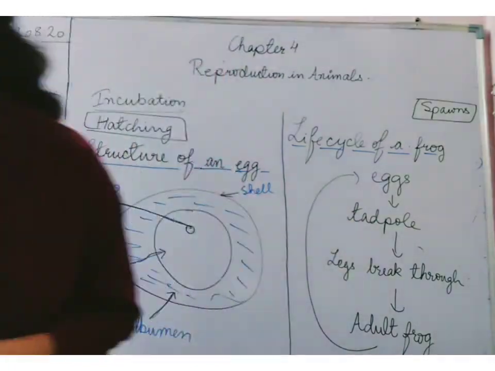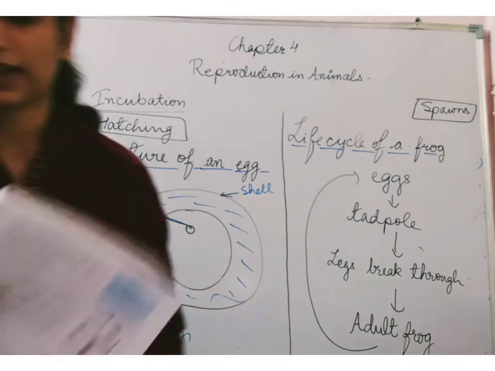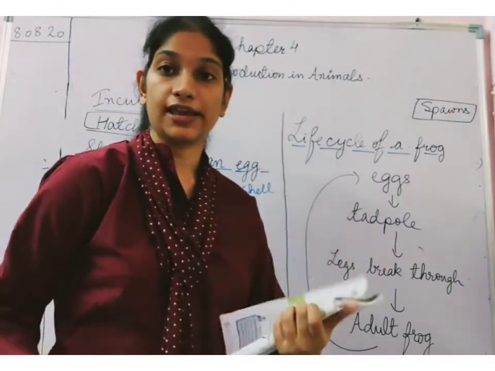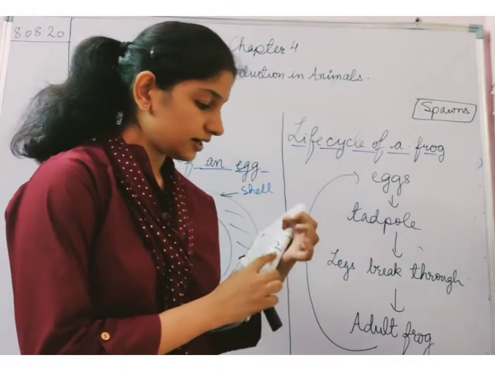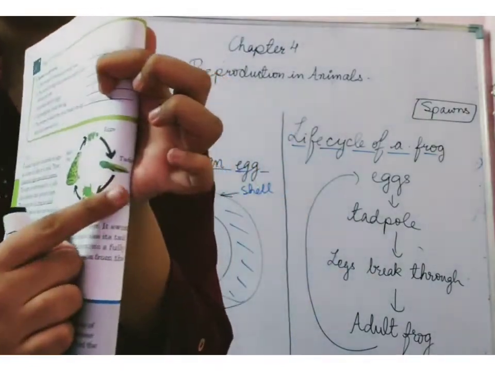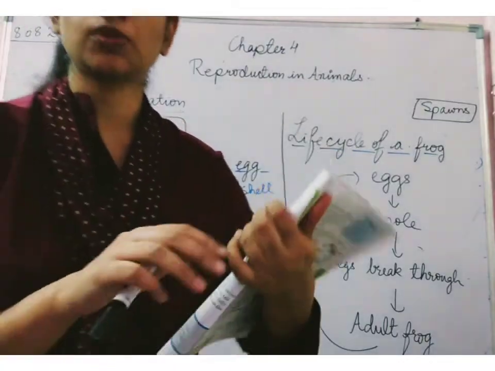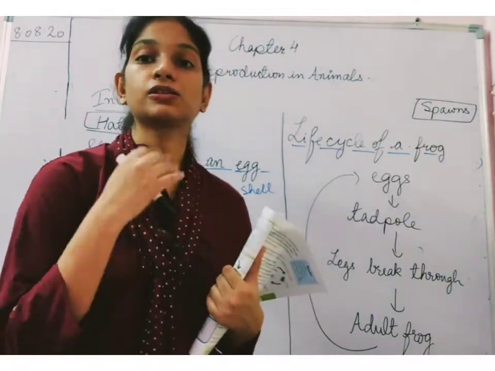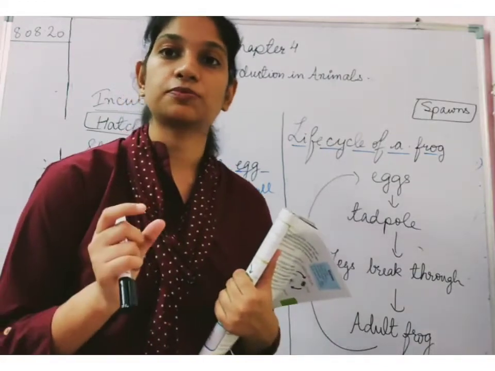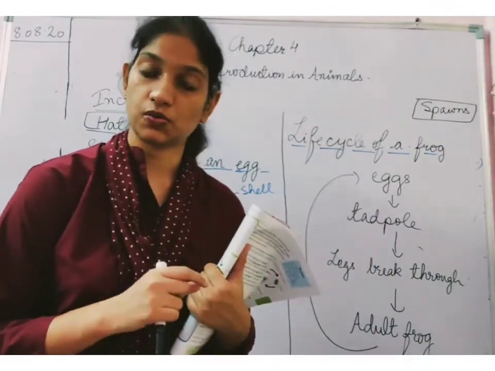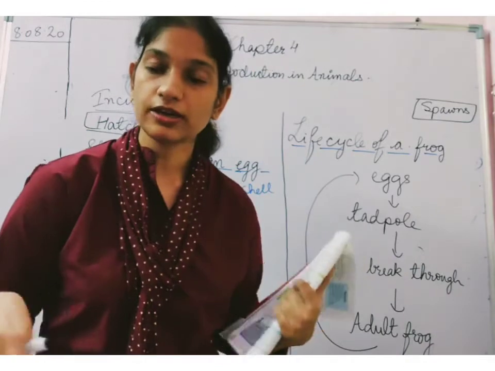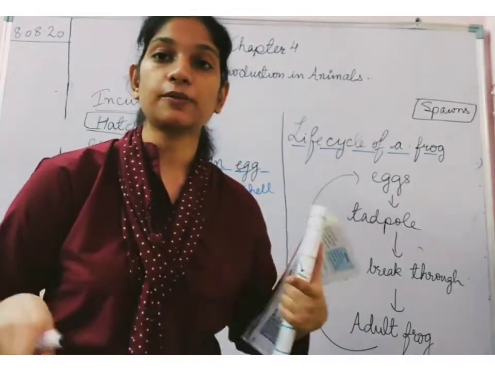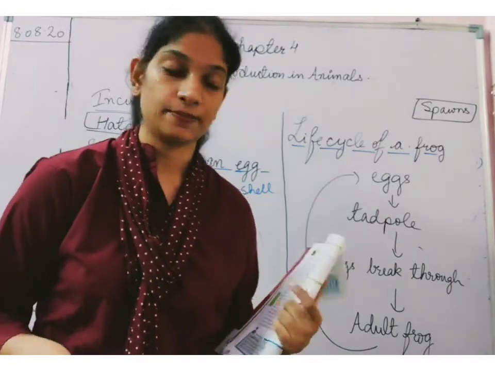Now, when the egg breaks, a tadpole comes out of it. If you can see it in your book, a tadpole is like a small fish. It doesn't have legs. It has a small tail. So it swims in water. It breathes through gills, just like fish breathe through gills. It swims in water and eats aquatic plants.